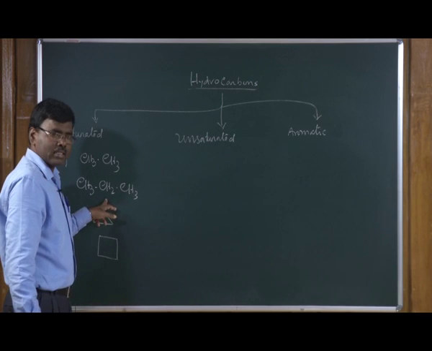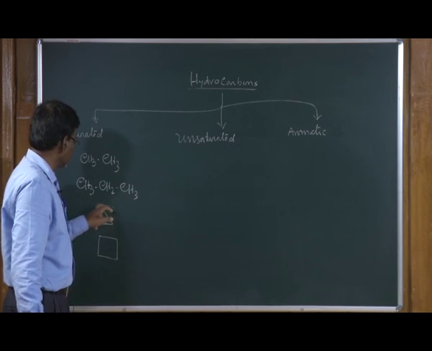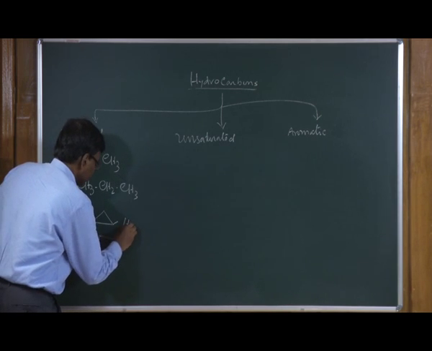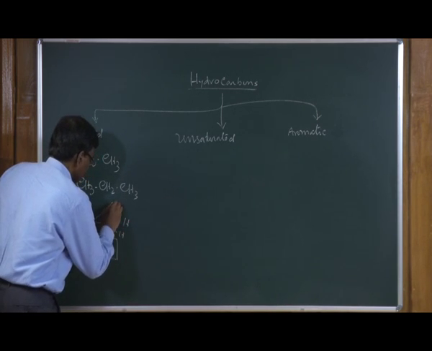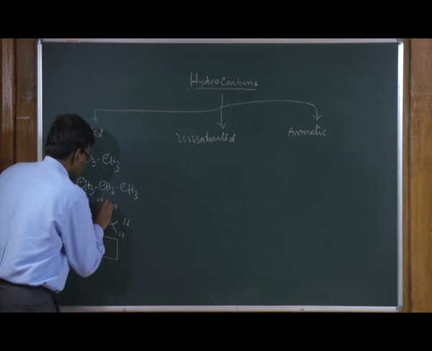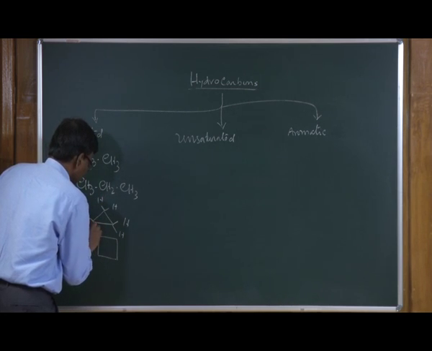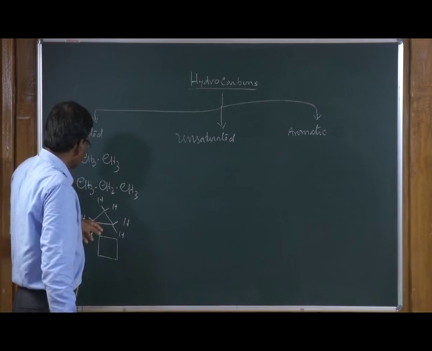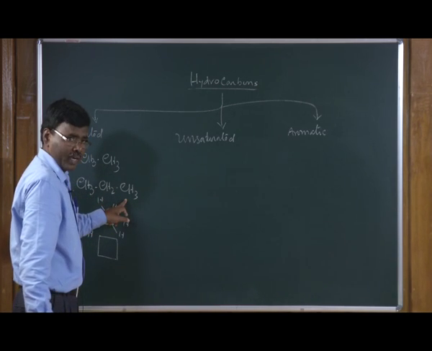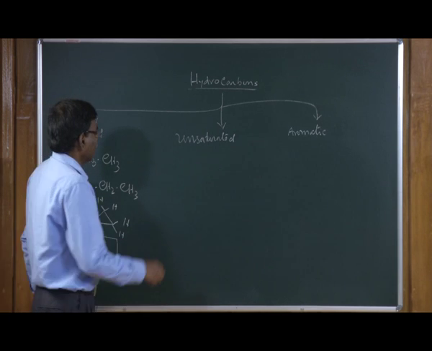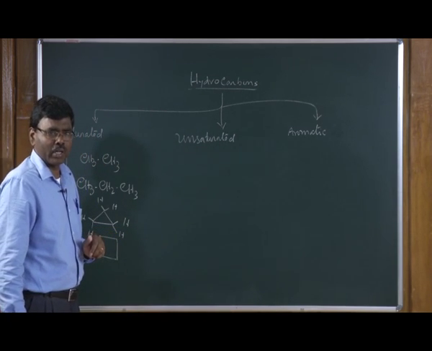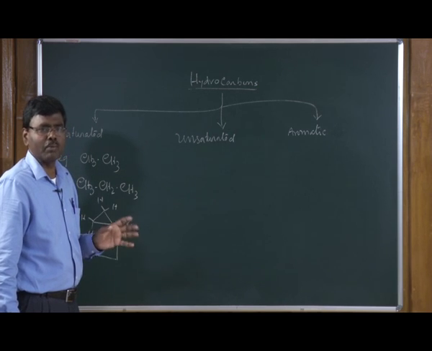This linear molecule has 3 carbon atoms. Here also it has 3 carbon atoms, and this one has a closed ring. This is called cyclopropane, and this is propane. These are examples of saturated hydrocarbons, compounds that contain carbon-carbon single bonds.